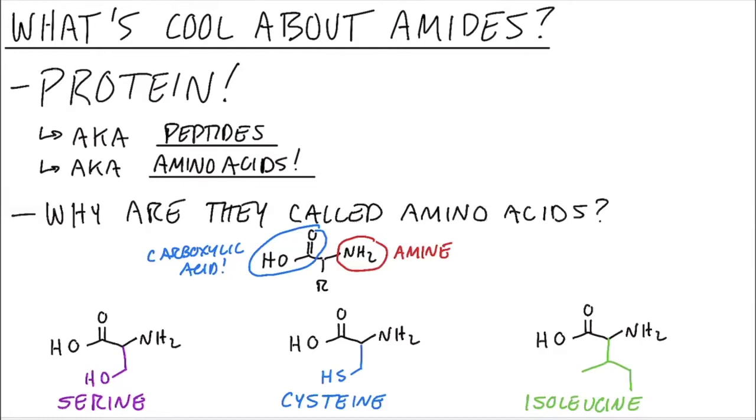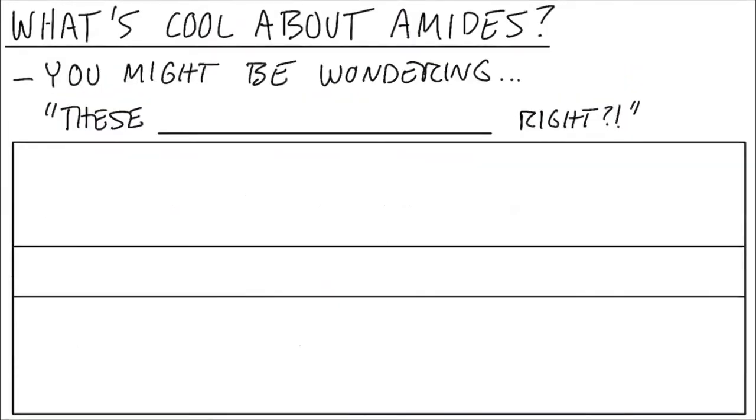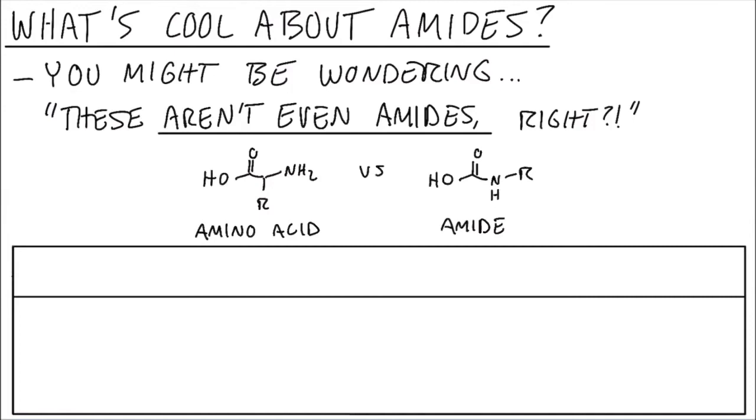But you might be looking at your screen and thinking, Grace, wait a minute. These amino acids, they're not even amides, right? And I would say, yeah, they're not. They're not amides. Well, not yet, they're not. If we look at the difference in an amino acid and an amide, it's all to do with where that nitrogen group is and a little bit to do with where the R group is.